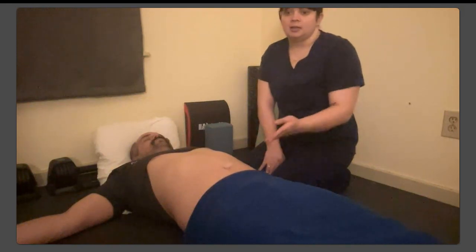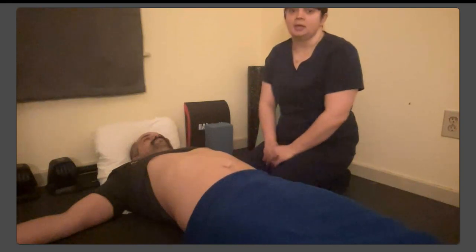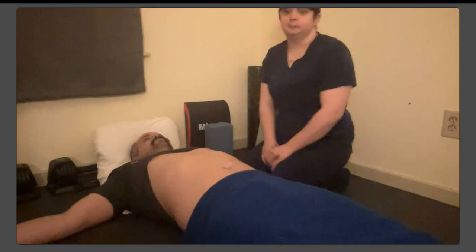Like I said, size is determined by the age and sex of the patient.